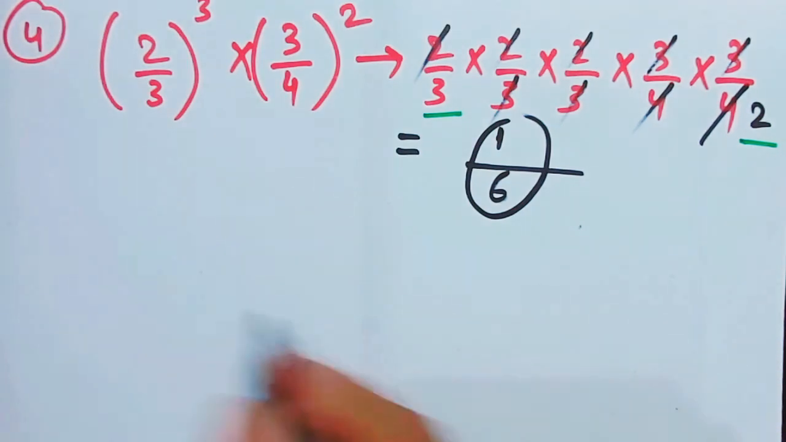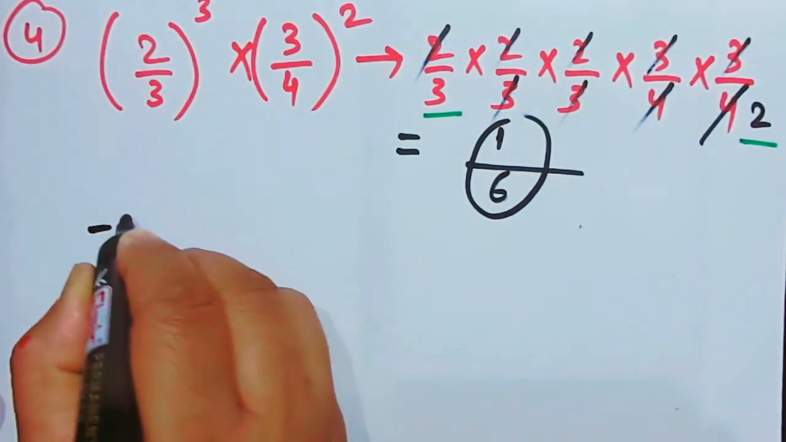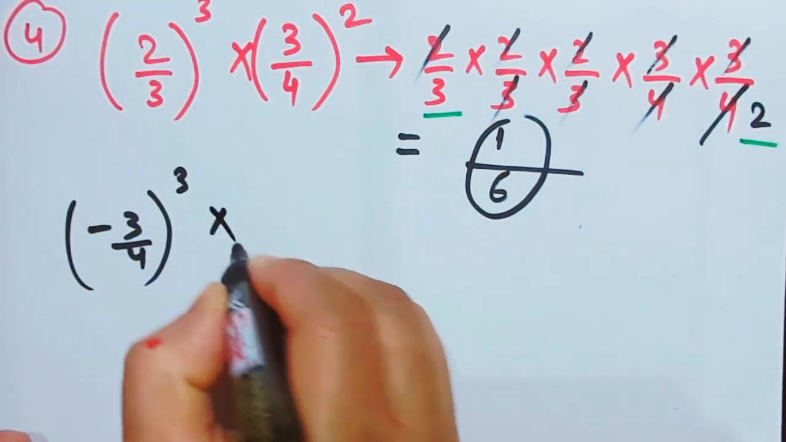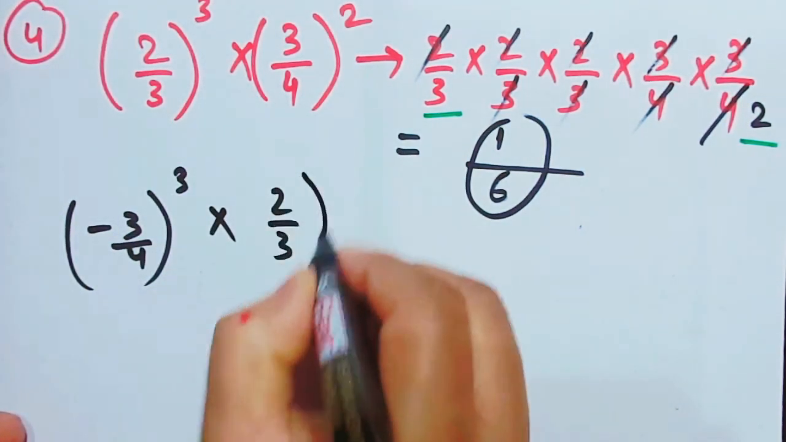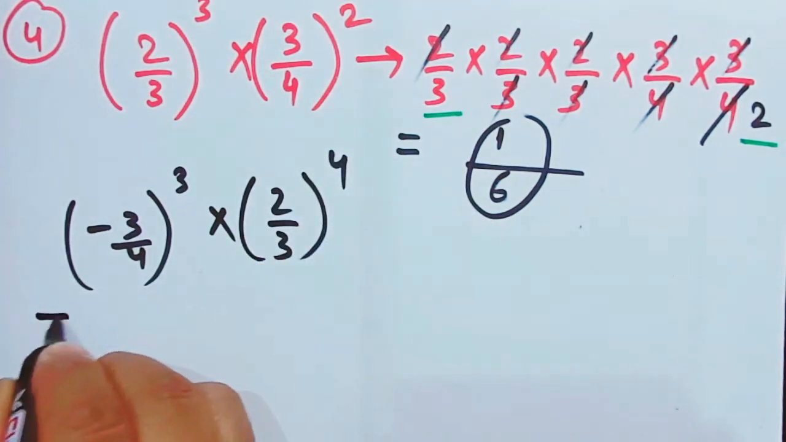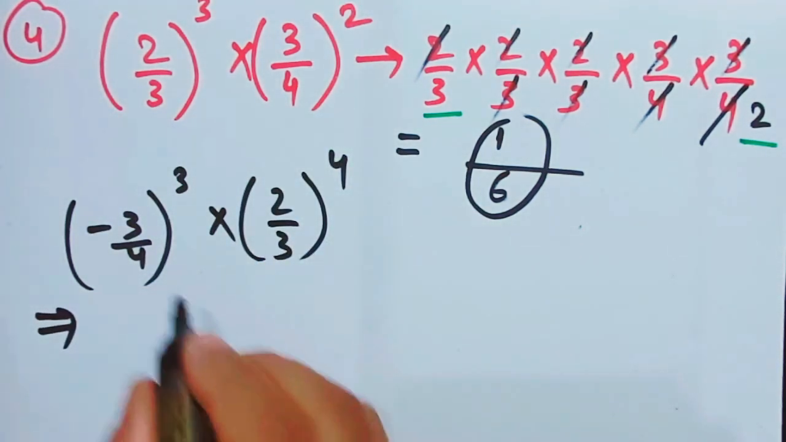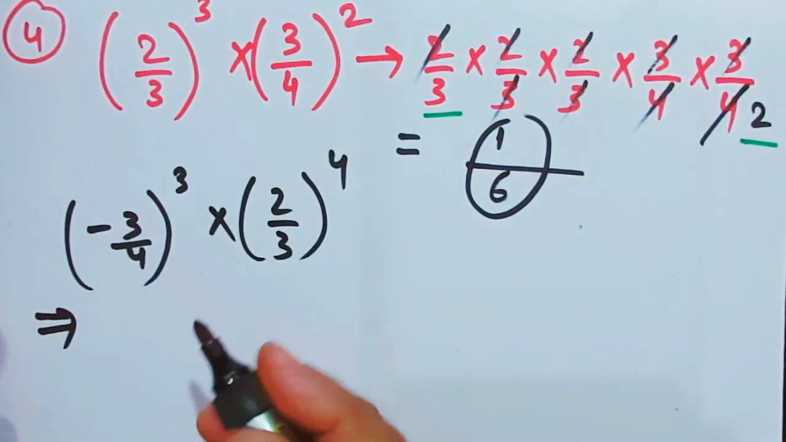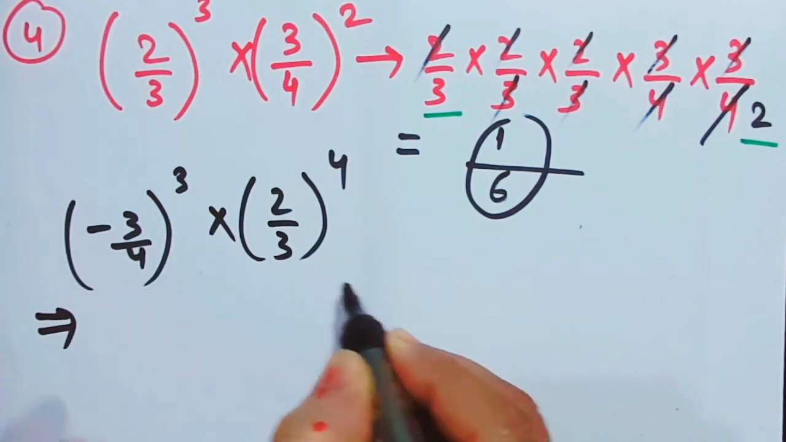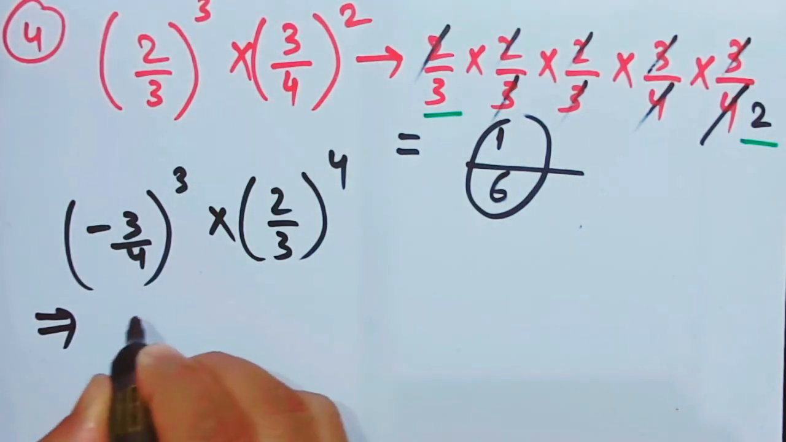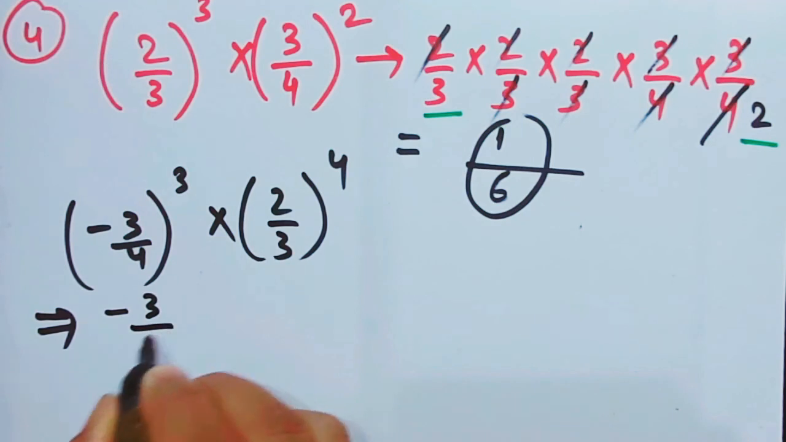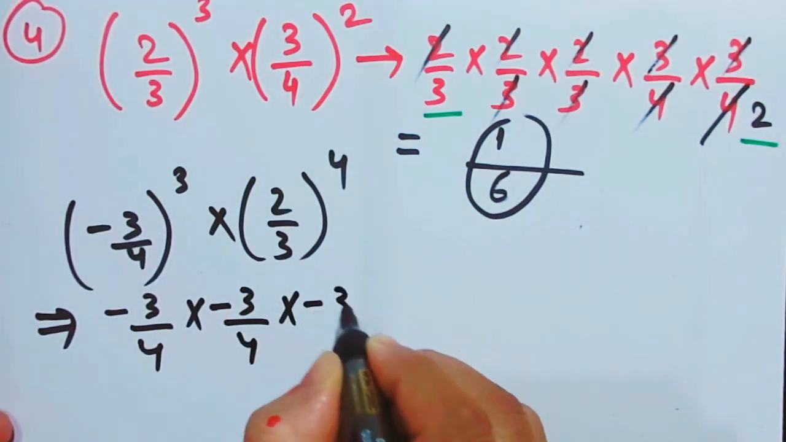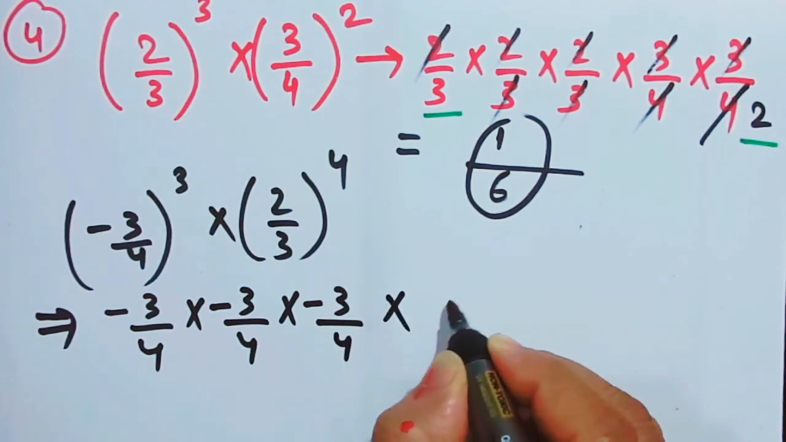Let's move ahead a little. We have minus 3 by 4 to the power 3 into 2 by 3 to the power 4, and I'm damn sure you people can solve it. So here minus 3 by 4 to the power 3 can be written as minus 3 by 4 into minus 3 by 4 into minus 3 by 4, so that you people do not get confused.